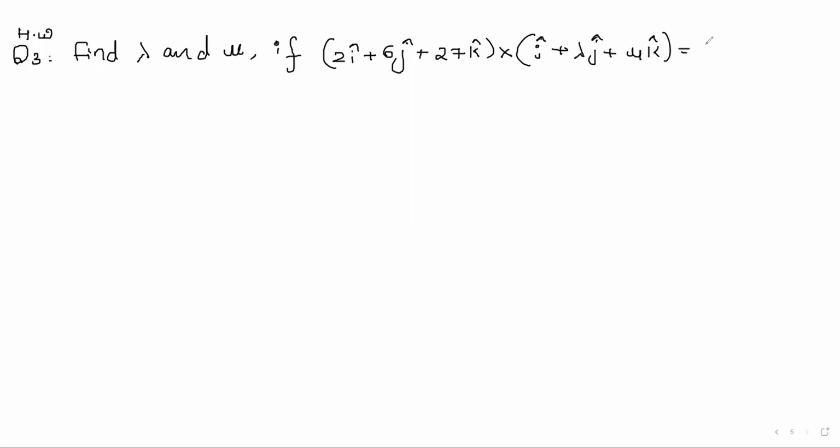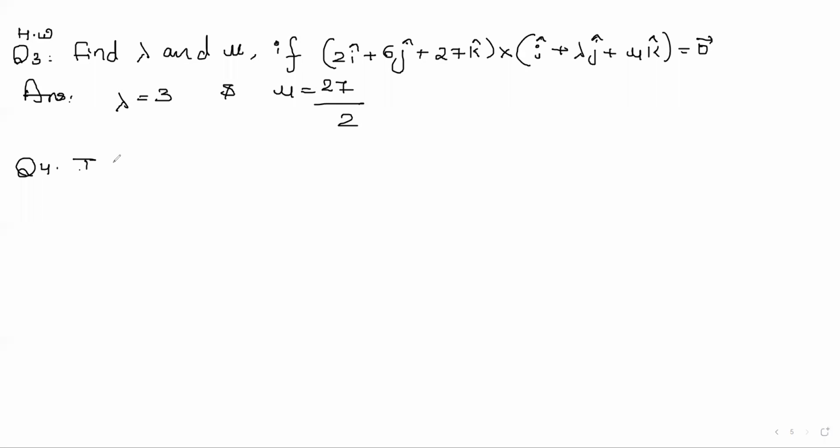Okay, if (2i cap plus 6j cap plus 27k cap) into (i cap plus lambda j cap plus nu k cap) is equal to this. So you have to do this in the homework. Note down the answer. Lambda is 3, and nu is equal to 27/2. You just need to find the cross product and equate.